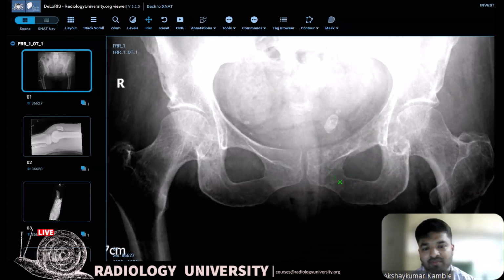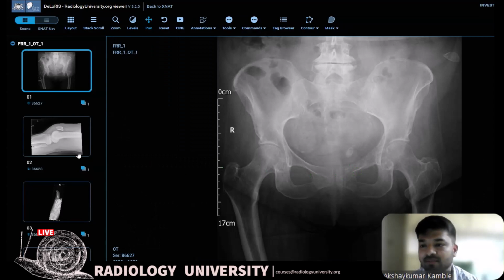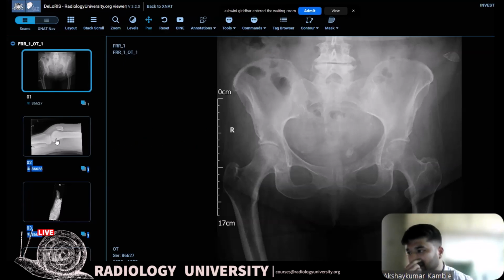We'll move on to the next one. Metastasis, left. So yeah, you can just mention the lytic lesion. You don't really have to give a differential in case of rapid reporting, isn't it? Or you can write two or three differentials, like a lytic lesion. It could be primary or metastasis.